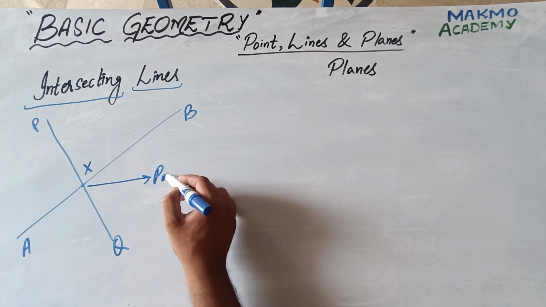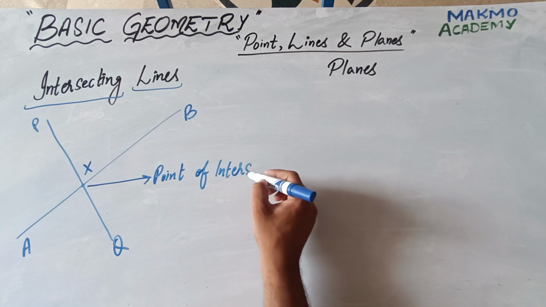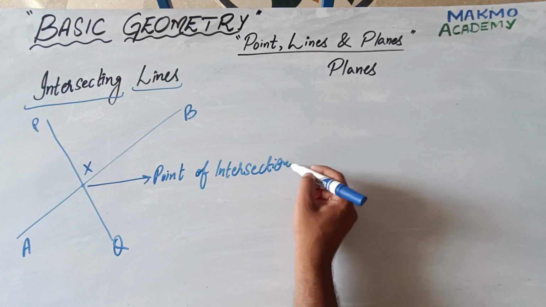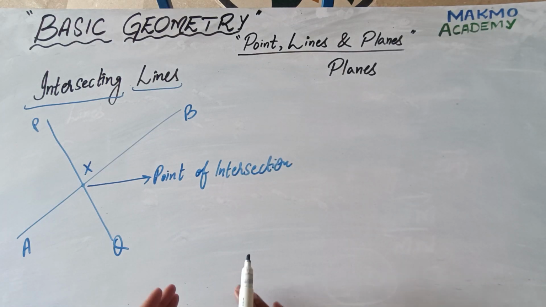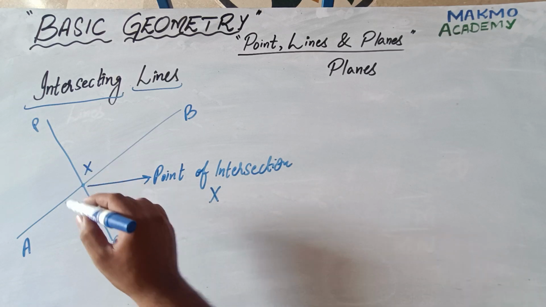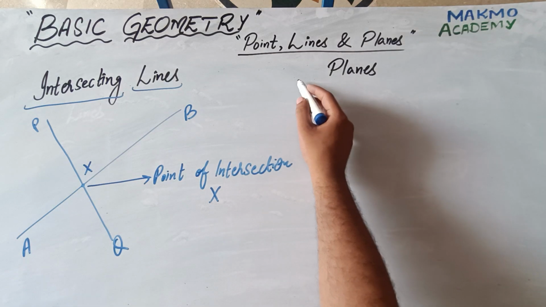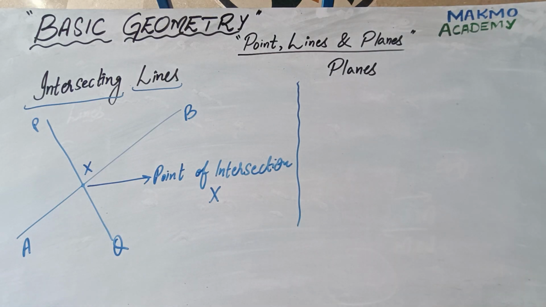so these two lines, line AB and line PQ, would be called intersecting lines, and this point is called the point of intersection, where two lines meet together. So the point of intersection is X. X is the name of the point where two lines are meeting together. So intersecting lines are the lines which meet together at a common point, and the point where they meet is called the point of intersection.